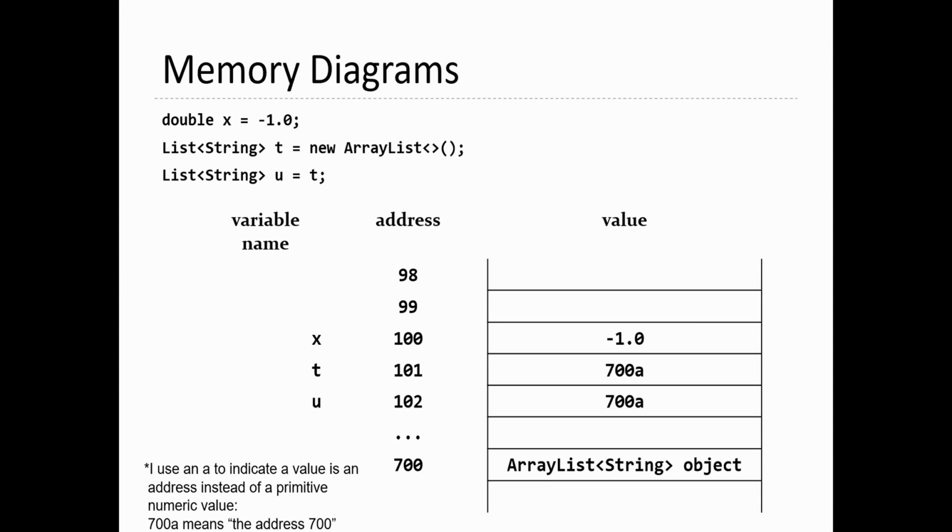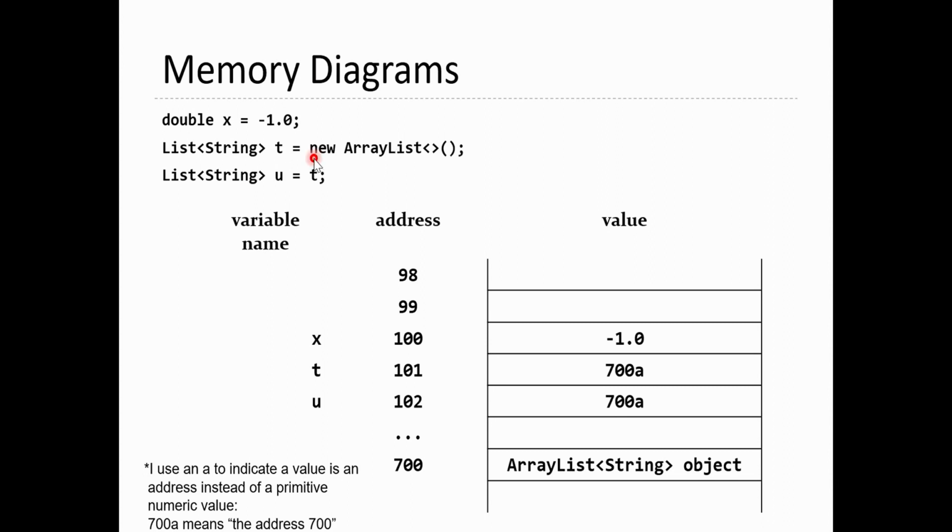So here's an example of a little program up here. I've got a double variable called x, and I assign the value -1 to it. If you were to sketch what that looks like in memory, somewhere in your computer memory is a variable called x, and its value is -1. Now, t is a new array list, so t is a reference to a new array list object.